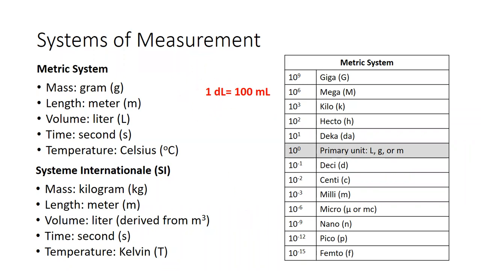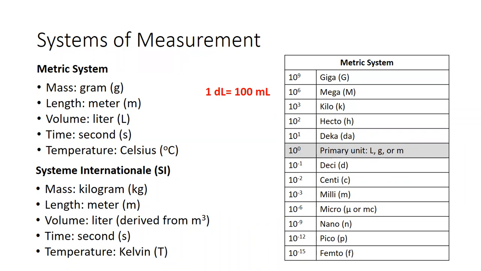So in the metric system, the base unit is the liter, gram, or meter. So that would have 10 to the 0, which is actually 1. And then it has different measurements up from there. So you have deca, hecto, kilo, which is one you should be familiar with, which is 10 to the 3rd or 1,000 grams, meters, or liters. 10 to the 6th is a mega, and 10 to the 9th is a giga.